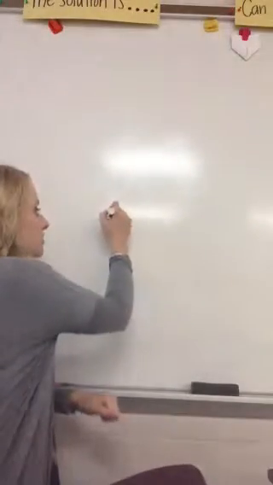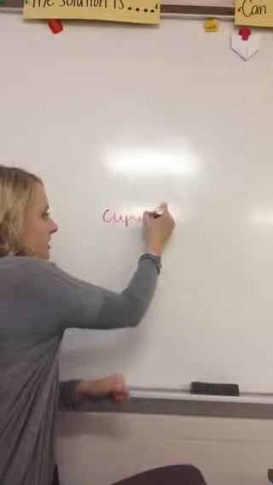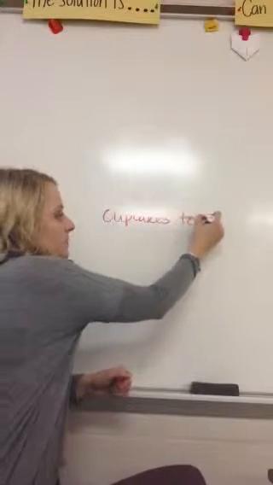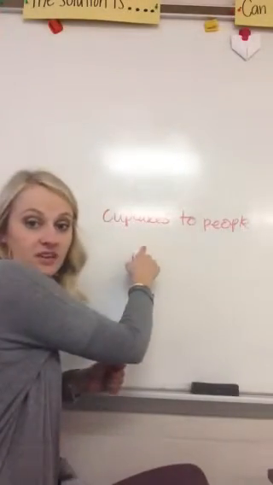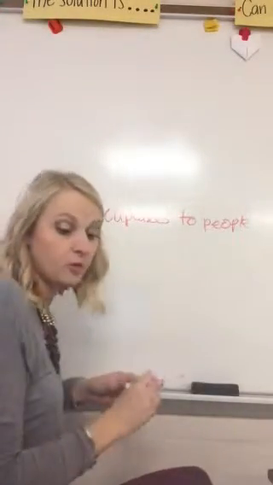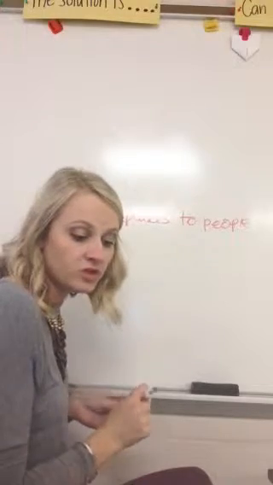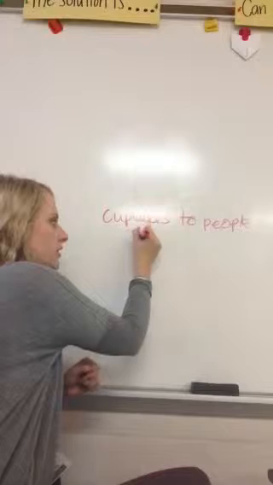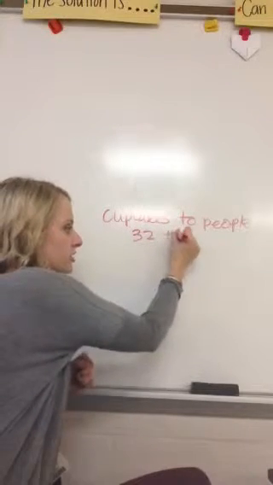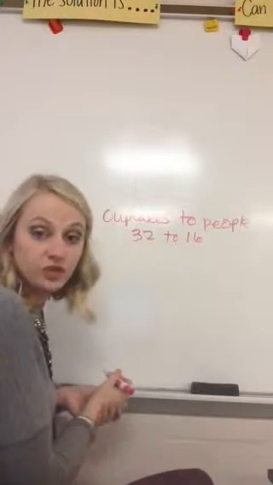So it tells us we have to use cupcakes first and then people. So it has to be in this order. Our number of cupcakes always has to be on the left side, and our people always has to be on the right because that's how I asked for it. So it told me 32 cupcakes for 16 people. So 32 cupcakes to 16 people. That's our first way to write it.